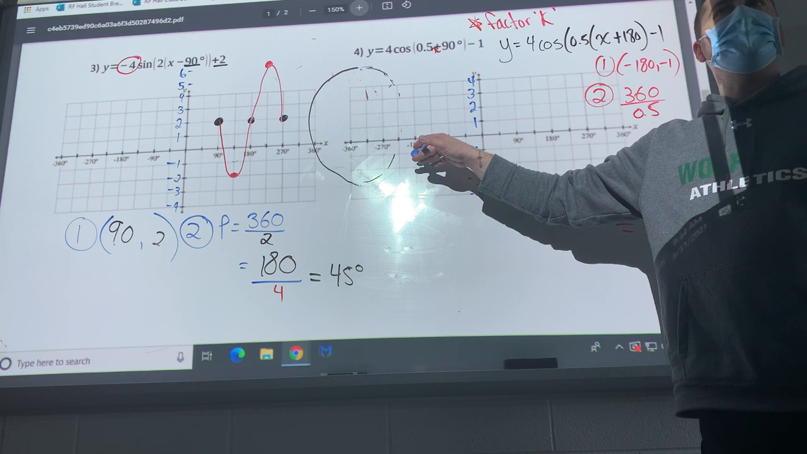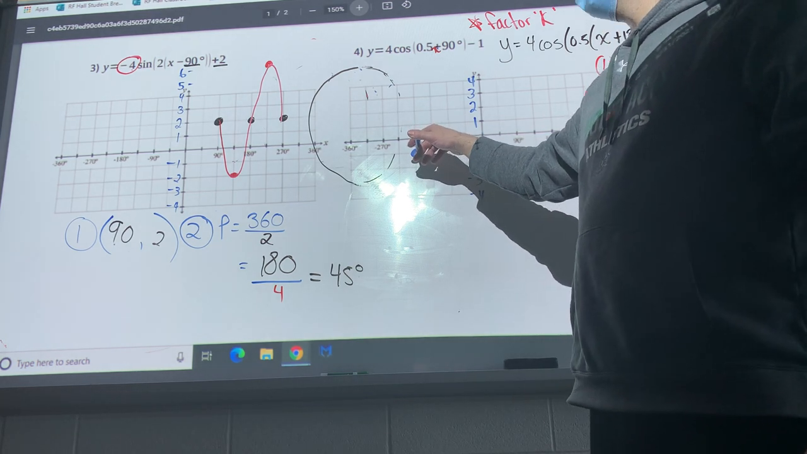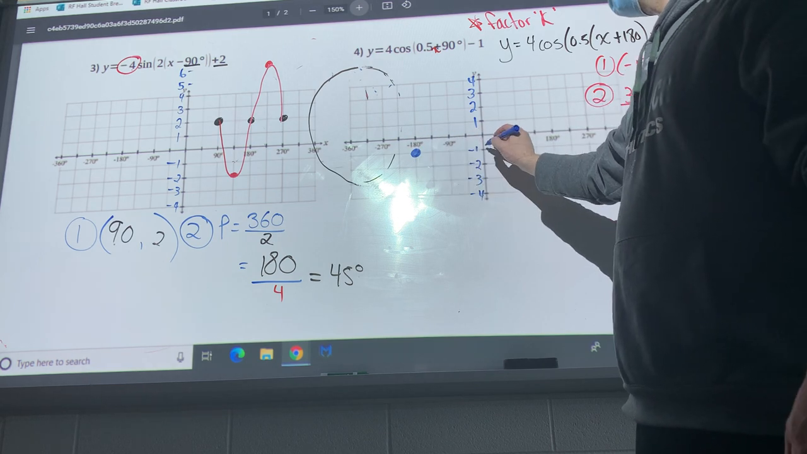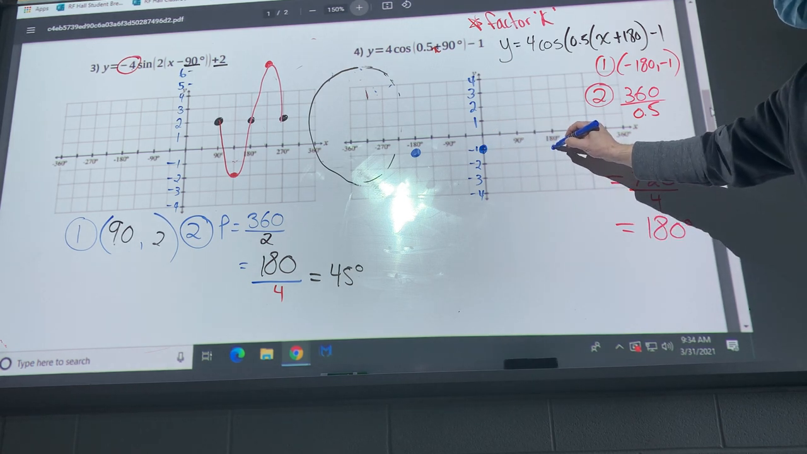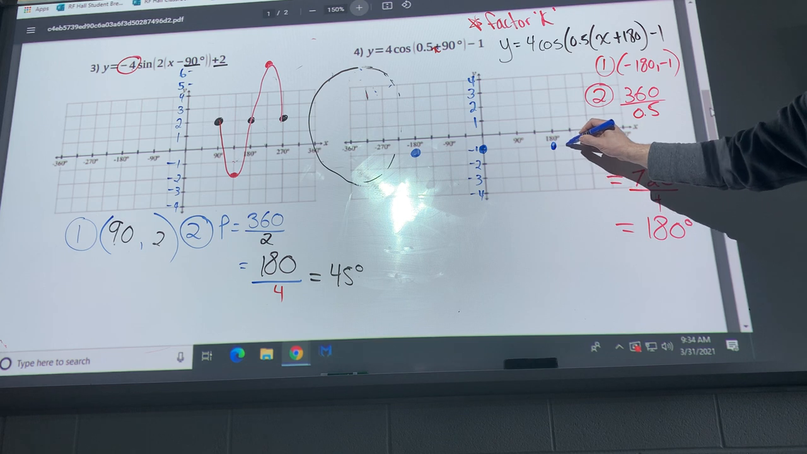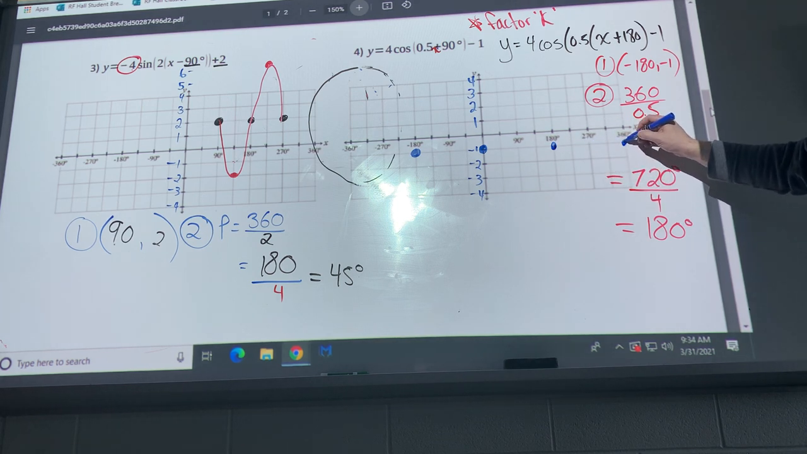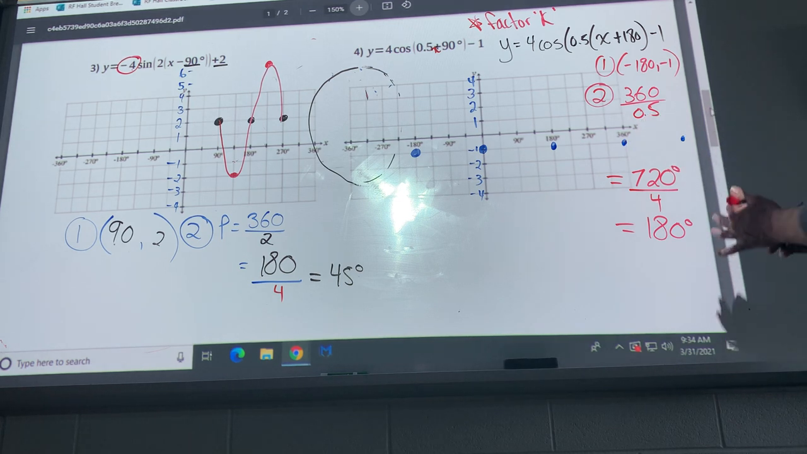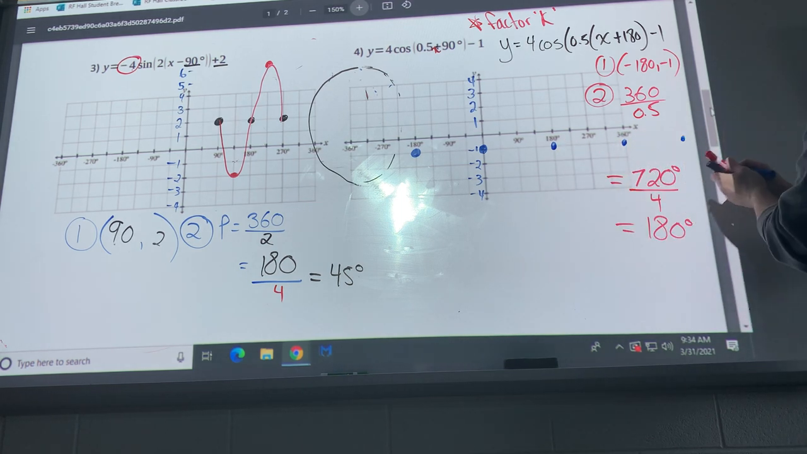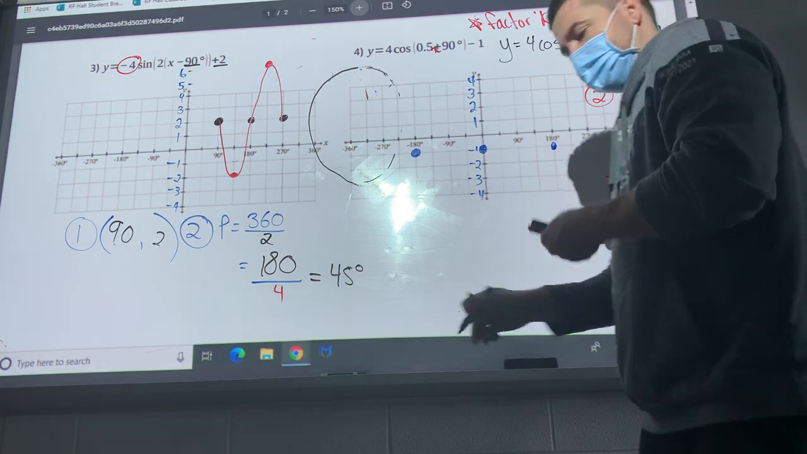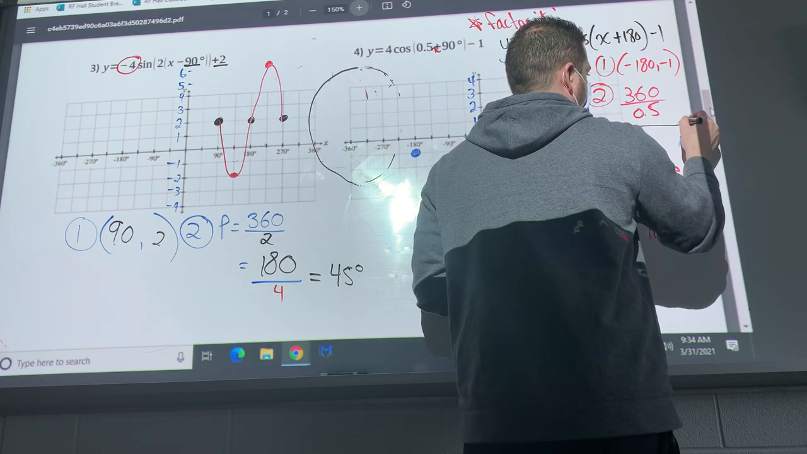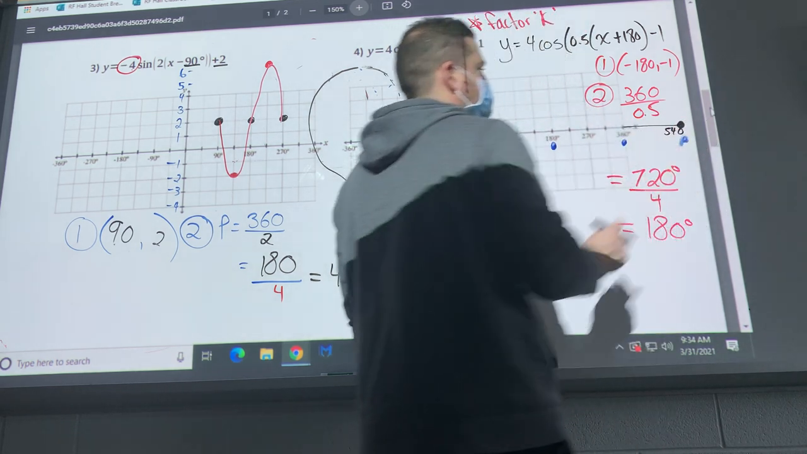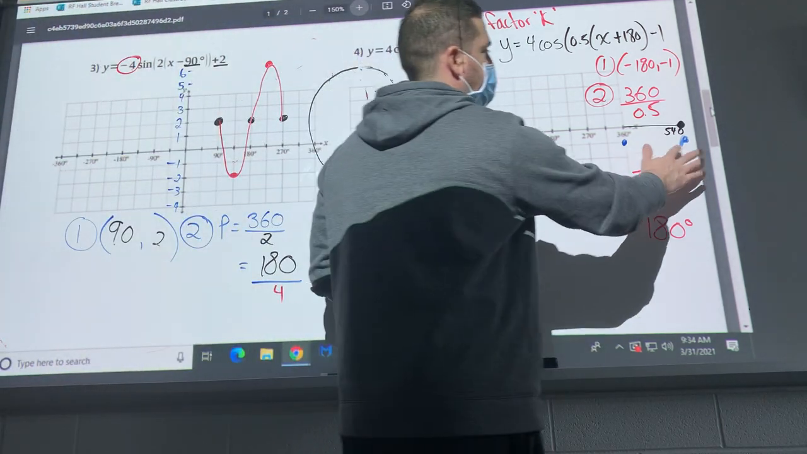So negative 180 plus 180 is 0. 0 plus 180 is 180. 180 plus 180 is 360, and I'm missing one. 360 plus 180 is 540, excellent. So it'll be over here, off the chart. That's why I like to do the x-axis after I have my points, so I know where my period is. So the last point is 540.